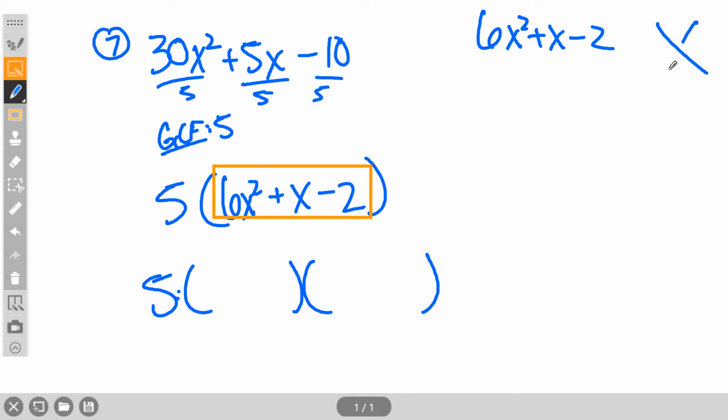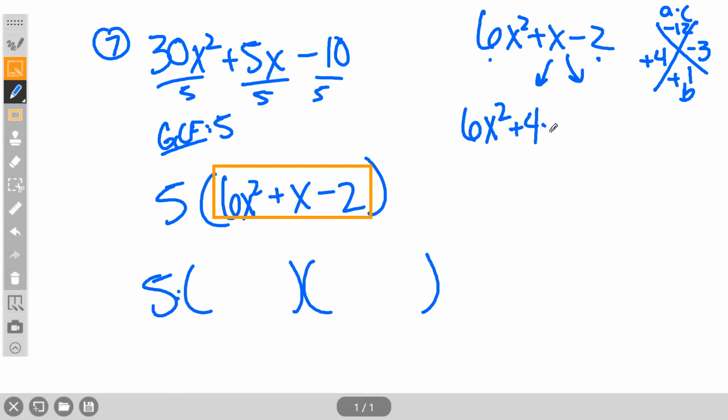All right, now I need to figure out how to split up this 1x. So I'll do that using a times c, 6 times negative 2, which is negative 12, and b, which is positive 1. Two numbers that multiply to negative 12 and add to positive 1 are positive 4 and negative 3. 4 times negative 3 is negative 12. 4 plus negative 3 is positive 1. So I can split up positive x into positive 4x and negative 3x, and everything else will stay the same.